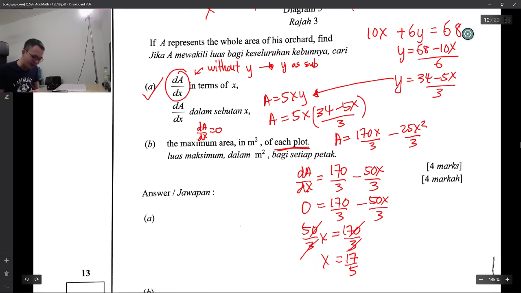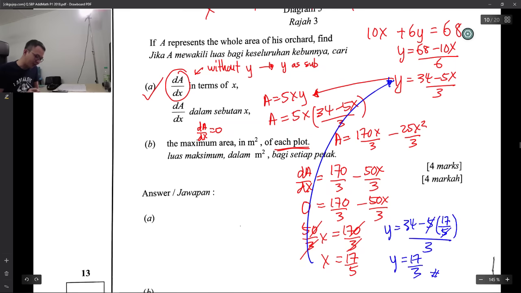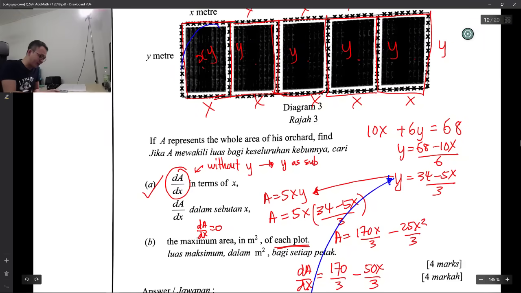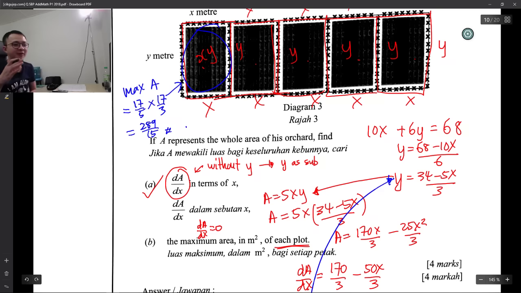Then I want to get my y value by substituting the x value back into the y equation here. So my y should equal 34 minus 5 times 17 over 5, all over 3. So y equals 17 over 3. After I got my x and y, they want to know the maximum area for each plot. So the maximum area will equal x times y, right? x is 17 over 5, y is 17 over 3. Then you will get 289 over 15. This is how to find the maximum area for each plot.